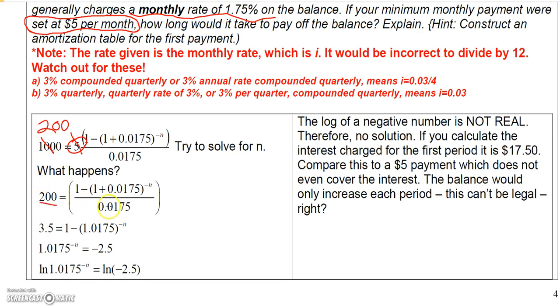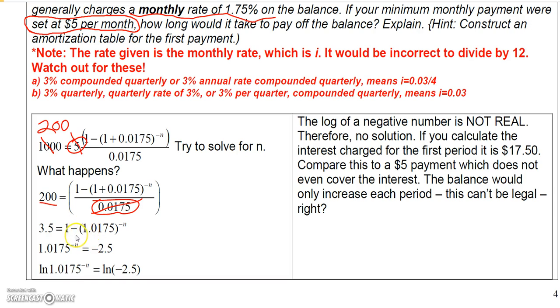I have 200 here, and now I need to get rid of this denominator. So if I multiply both sides by 0.0175, that'll cancel this, and then when I multiply 200 by 0.0175, that'll make this 3.5. So I get 3.5 equals just the numerator, 1 minus 1.0175 to the negative n. I went ahead and combined the 1 and the 0.0175.